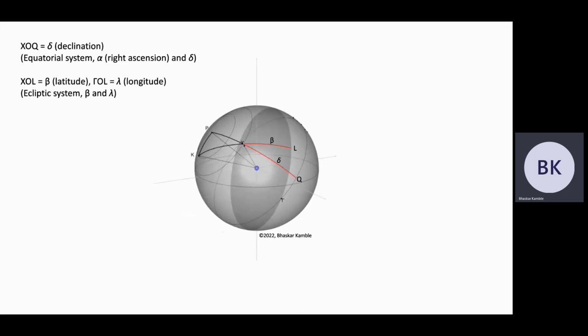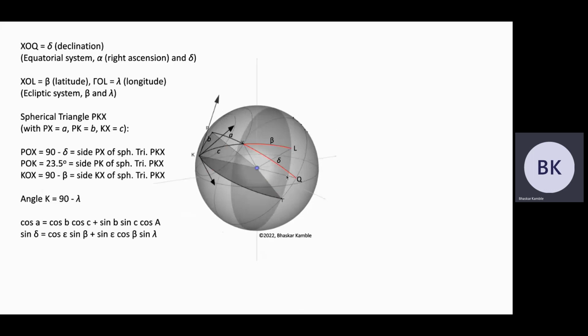Now remember that O is the center of the sphere. So OK is perpendicular to the ecliptic plane, so it's easy to see that the angle KOL is 90 degrees. And similarly, OP is perpendicular to the plane of the celestial equator, so POQ is going to be 90 degrees.